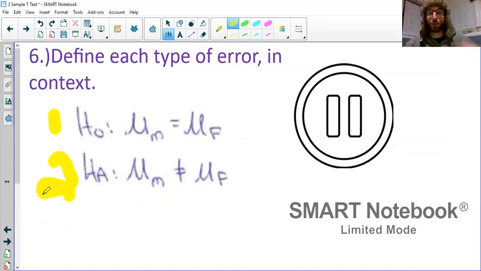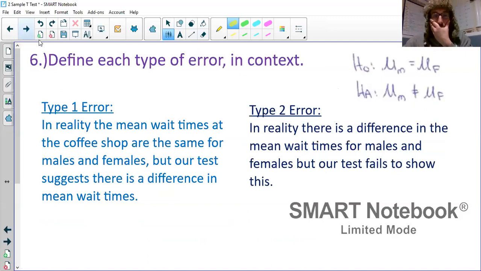So try to define your types of errors, talking about differences or not having a difference in mean wait times for males and females. And hopefully you wrote, boom, that. I like to use that template, in reality but our test, so we can distinguish between what the reality is, which is not something we would really know. We only know what our test, what our data tells us. So we don't say things like there's not a difference, but there is, and that makes no sense.